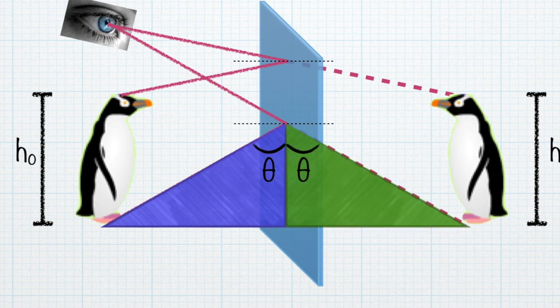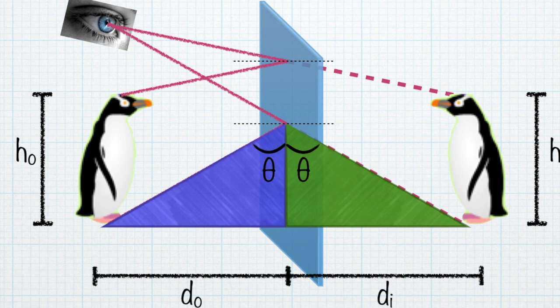These two triangles are similar triangles, and the base of this purple triangle is equal to the base of the green triangle. And so what that tells us is that the image of the penguin appears behind the mirror at a distance equal to the distance from the mirror to the actual penguin.